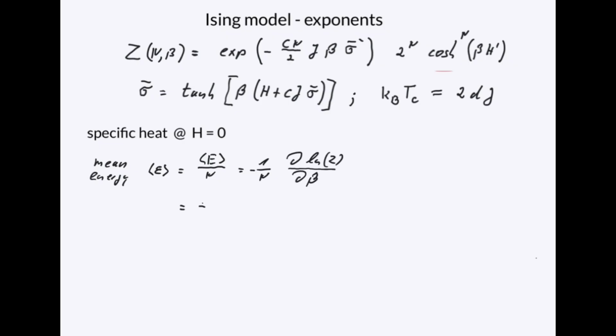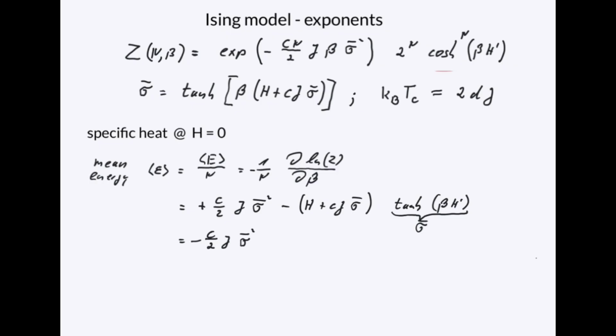Doing the partial derivative of the log, we obtain an expression in which the last term contains a factor of tanh(beta h prime). Since we consider h equal to 0, this has to be equal to sigma bar due to the consistency equation. Hence, the mean energy per particle is given by c half J sigma bar squared plus h times sigma bar.